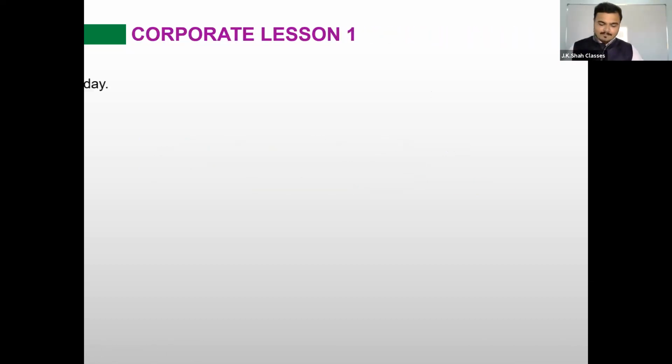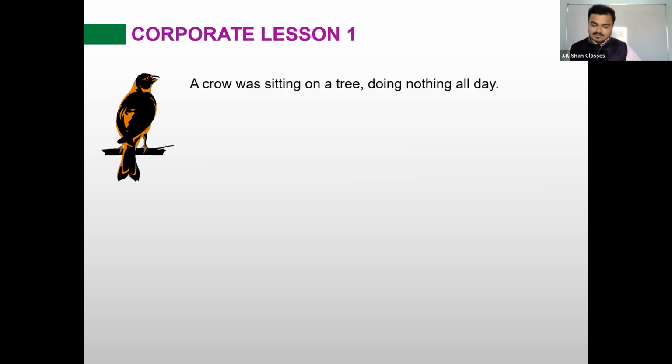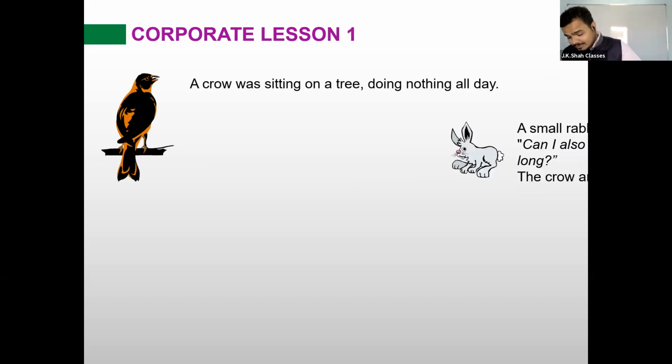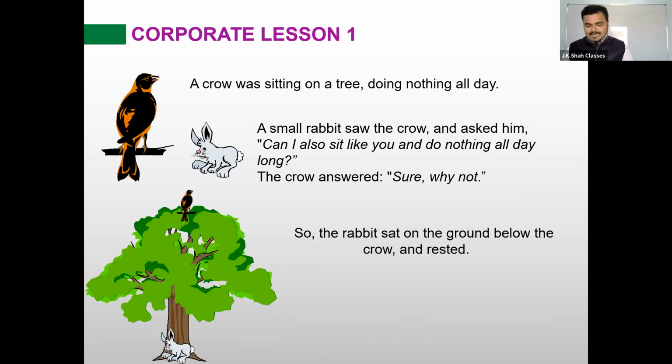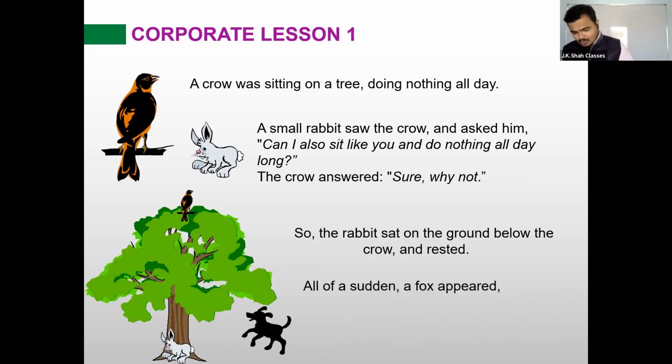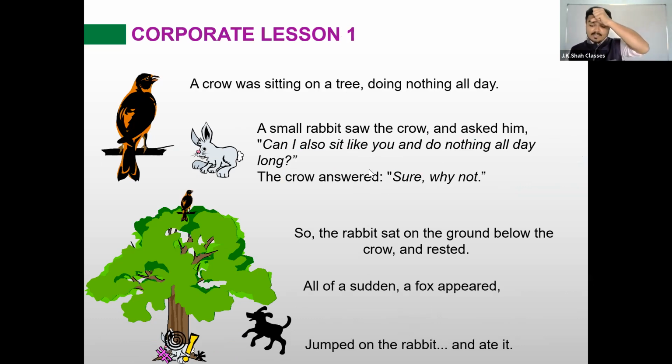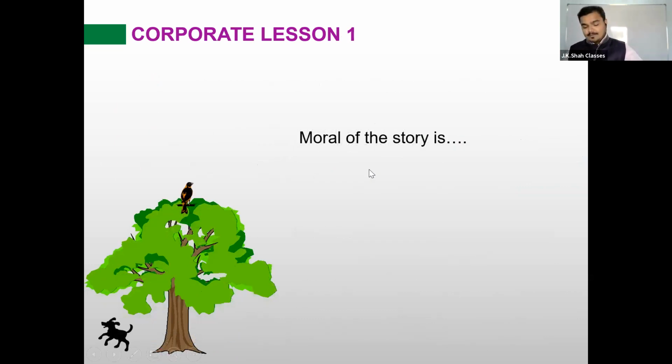Corporate lesson, people. A crow was sitting on a tree and doing nothing all day. A rabbit saw the crow and asked, "Can I also sit like you and do nothing all day?" Crow says, "Sure, why not?" So the rabbit sat on the ground below the crow and rested. All of a sudden, my dear student, a fox appears, jumps on the rabbit and eats it. Understood? Ayyo, sir, rabbit killed. Yes, killed. Sir, what is the moral of the story?